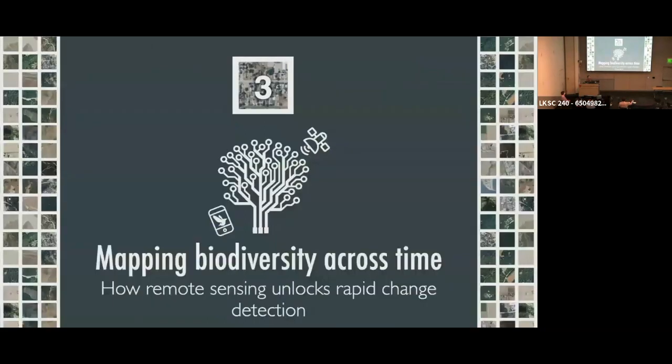So the last thing that I'll talk about is how we can actually map biodiversity across time. This is sort of the holy grail of biodiversity monitoring. It's great that we can track biodiversity across space, but time, that change that I showed you at the very beginning, is what we really care about.